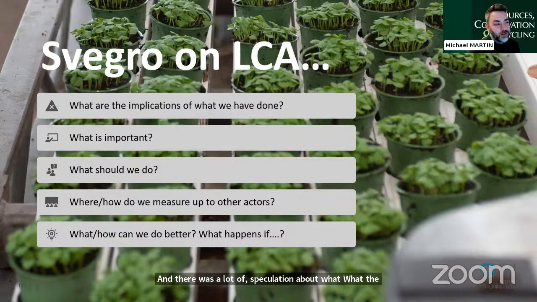Actually, the two that were working at Svegro, the name of the company, came up to me after the seminar and asked me a few questions, because they had started this quest, I would say, for a sustainable system. They had a lot of questions for me, and then we started a project together within a research project that I had going to help producers become more sustainable. And they asked me questions like, what are the implications of what we have done?